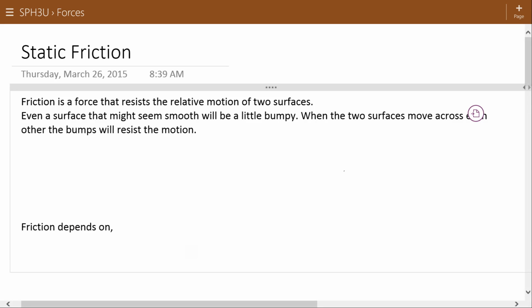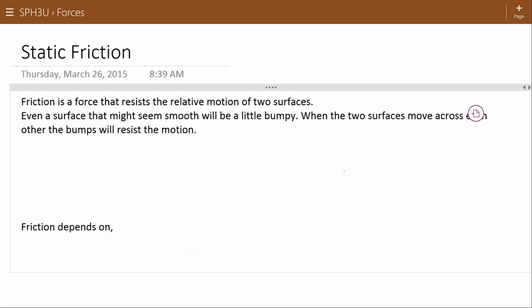Static friction. Friction is the force that tries to resist the relative motion of two surfaces that are in contact. So what it tries to do is, if an object is resting on another surface, it tries to keep that object from moving across the top of the surface. It's a little bit tricky because it doesn't necessarily mean that it tries to keep the object from moving as a whole. It's about the relative motion between the two surfaces.